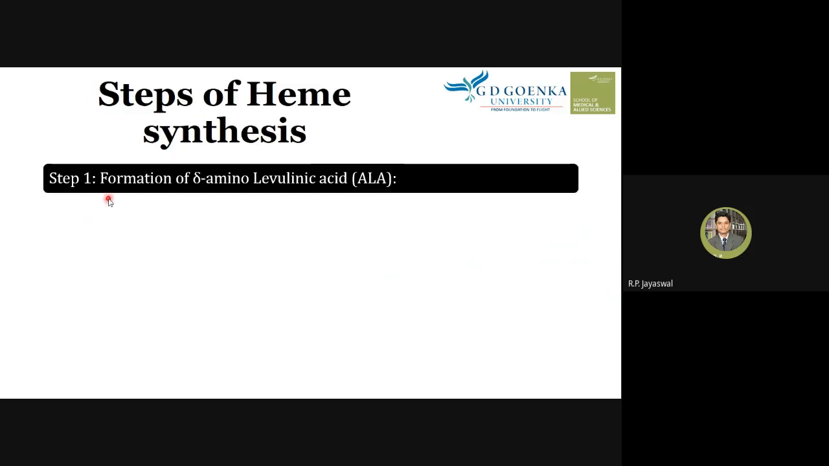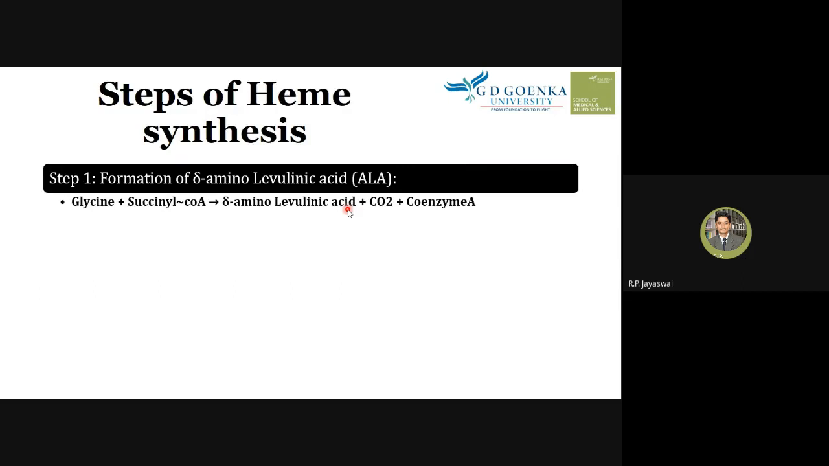Step one is the first step, and in the first step there is a formation of delta aminolevulinic acid. Delta aminolevulinic acid is the first product formed in step one of heme synthesis, and this step starts with the precursors glycine and succinyl coenzyme A. So we need glycine and succinyl coenzyme A to make delta aminolevulinic acid, and we also get carbon dioxide and coenzyme A as byproducts.